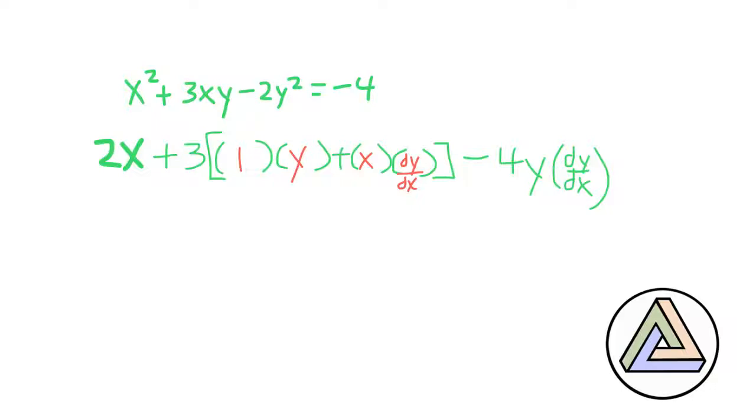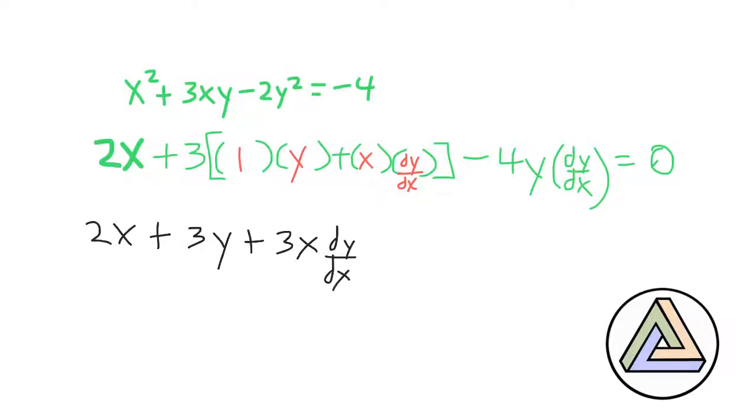So we can't forget that. Try not to forget that. -4 just turns into a 0. And then at this point, let's distribute the 3 in there. So we end up with 2x plus 3y plus 3x dy over dx, minus 4y dy over dx, and that equals 0.